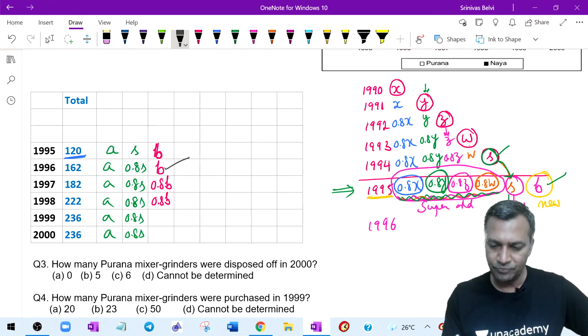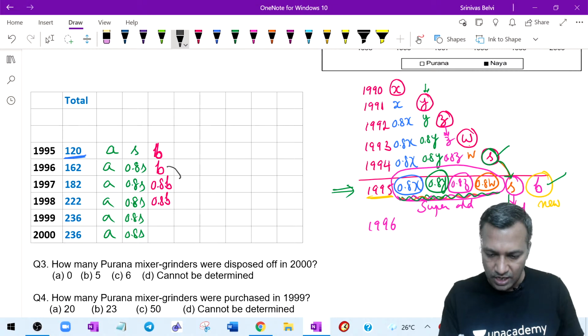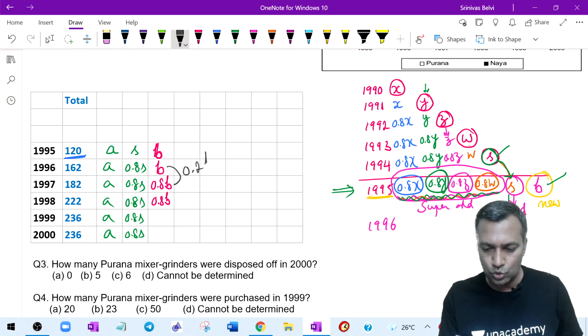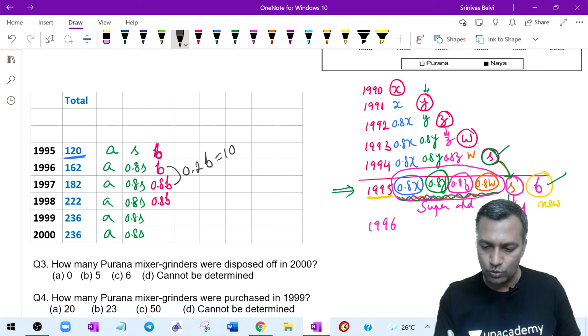Because B was there and 0.8B continued in 1997. So what was discarded? The difference between them. 0.2B components were discarded. Therefore, what is B? 0.2B is equal to 10. Therefore, what is B here? B is equal to 50.